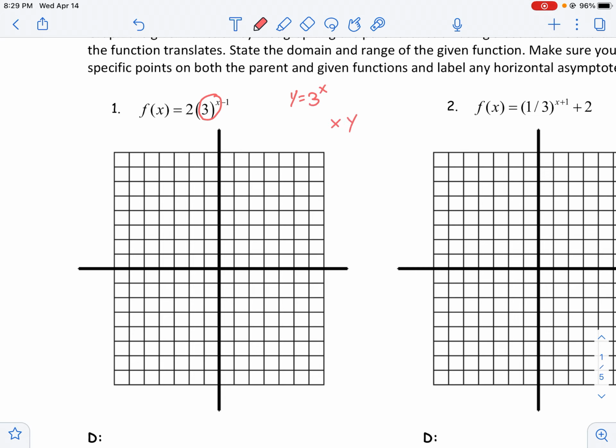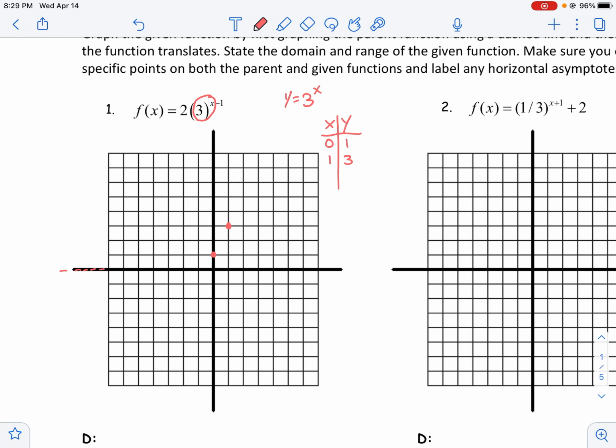Here we just build an xy table of just some easy points. Honestly, since we're only using 2 points for log, I'm okay with 2 points for exponents too. The first point that I always like to plug in is 0 for x. That would give us out 1 for y. And then I like plugging in 1 for x. That gives us out 3 for y. So we go 0, 1. And then we go 1 up 3, which puts us here. Remember that in our parent function, that horizontal asymptote is always going to be at y equals 0.